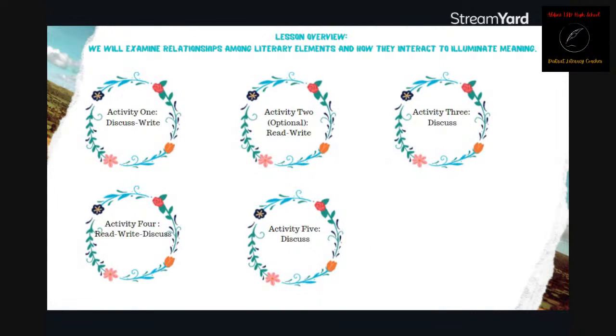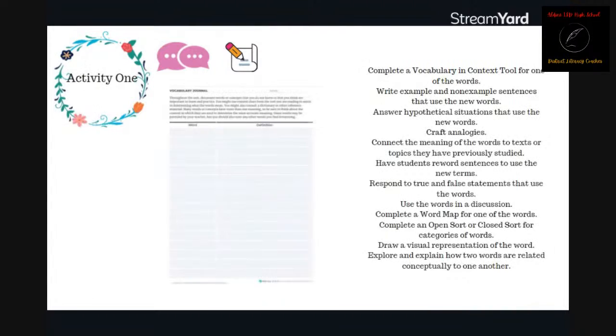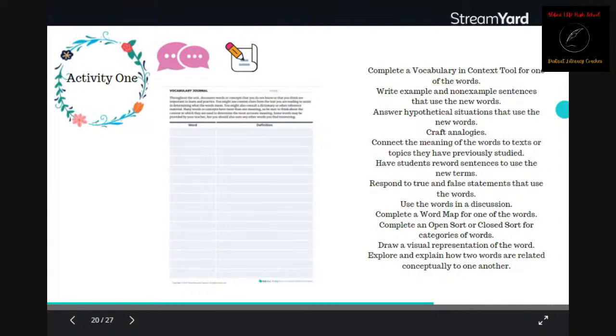For the lesson overview, we will examine relationships among literary elements and how they interact to illuminate meaning. So to begin lesson 2, students get into small groups and compare the words they wrote in their vocabulary journals. They select one word from each group's vocabulary journal and respond to the vocabulary exercises listed here as directed by the teacher.